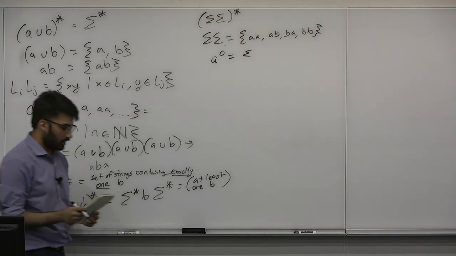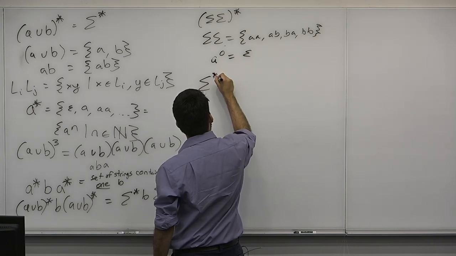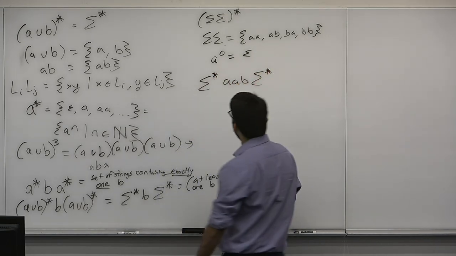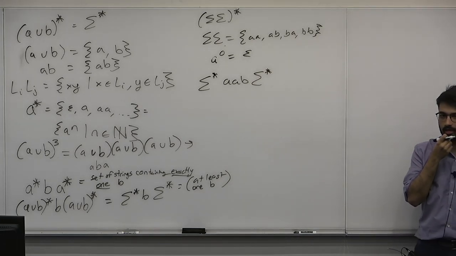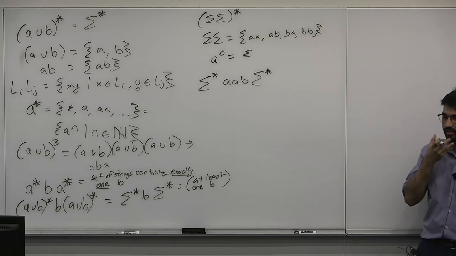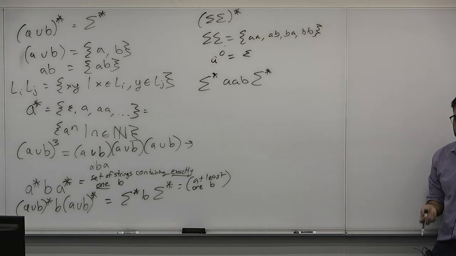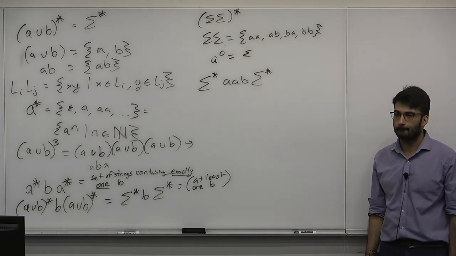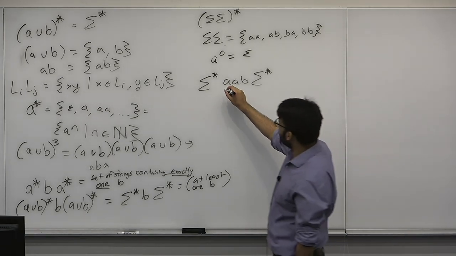All right. So let's say I do. Here's one more. Again, you can imagine the strings it produces, but I'm looking for a human characterization, a natural characterization. A set of strings containing AAB as a substring? Yeah. So this is a substring, basically.